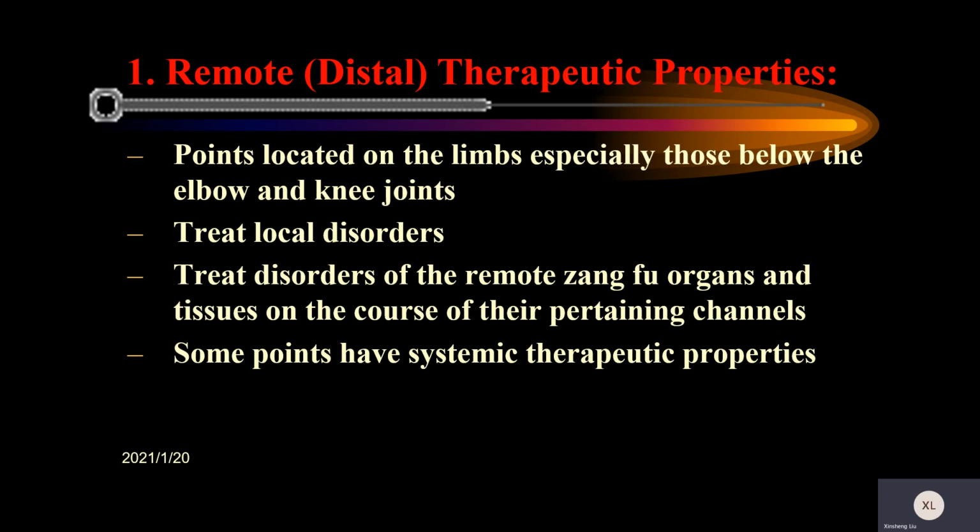Some points have systemic therapeutic properties, especially the special points. For example, if you treat back pain, maybe you are a little scared to puncture the back points, so you just puncture distally on the limbs. For example, Bladder 65 really benefits back pain, especially shoulder blade pain. A lot of people suffer shoulder blade pain.